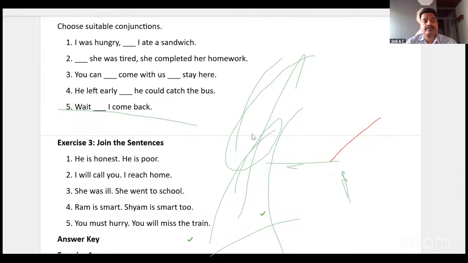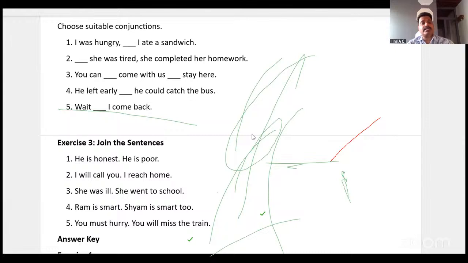Next thing. You can't go unless ready. Unless who is ready? Unless you are ready. Okay, make it a complete sentence. Unless ready, if you say, it doesn't make full sense. So you can't go unless you are ready.